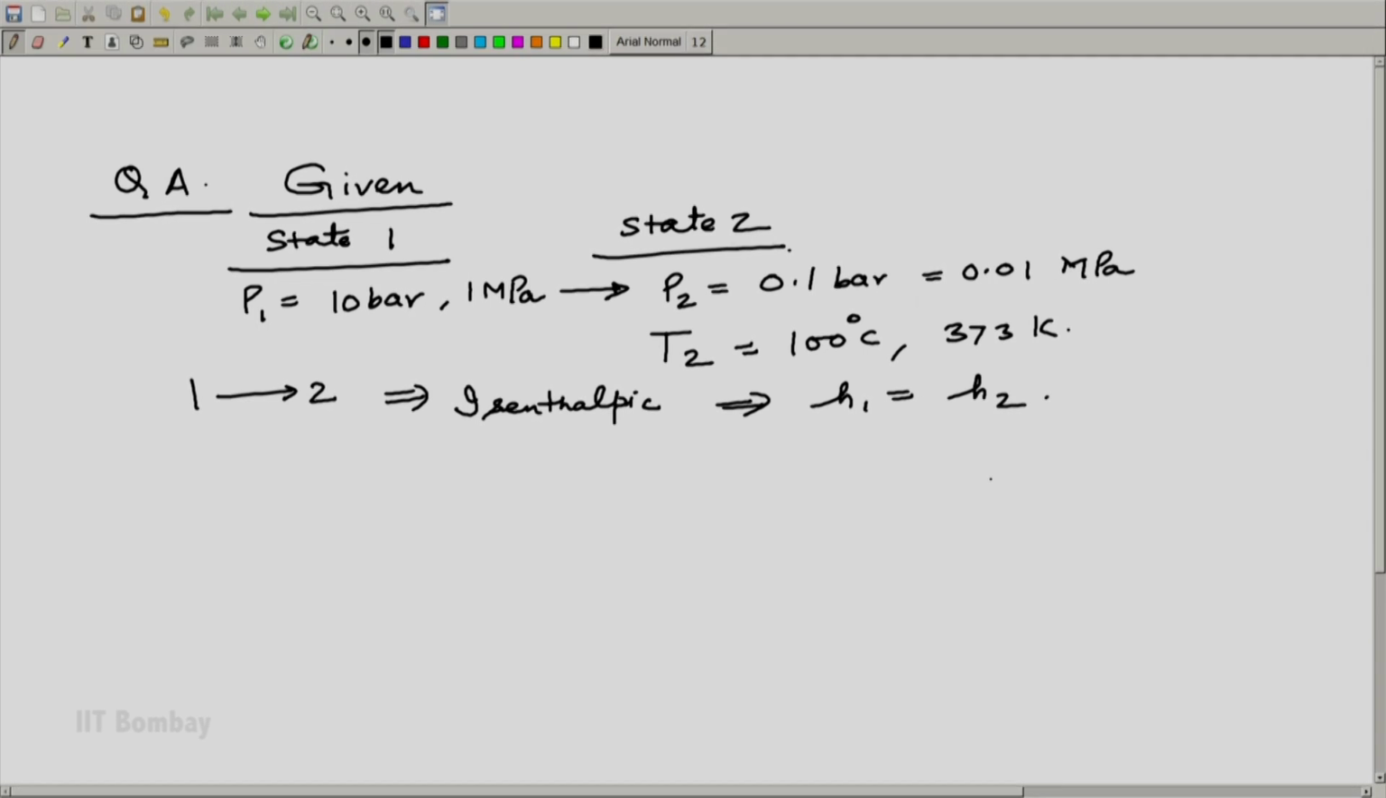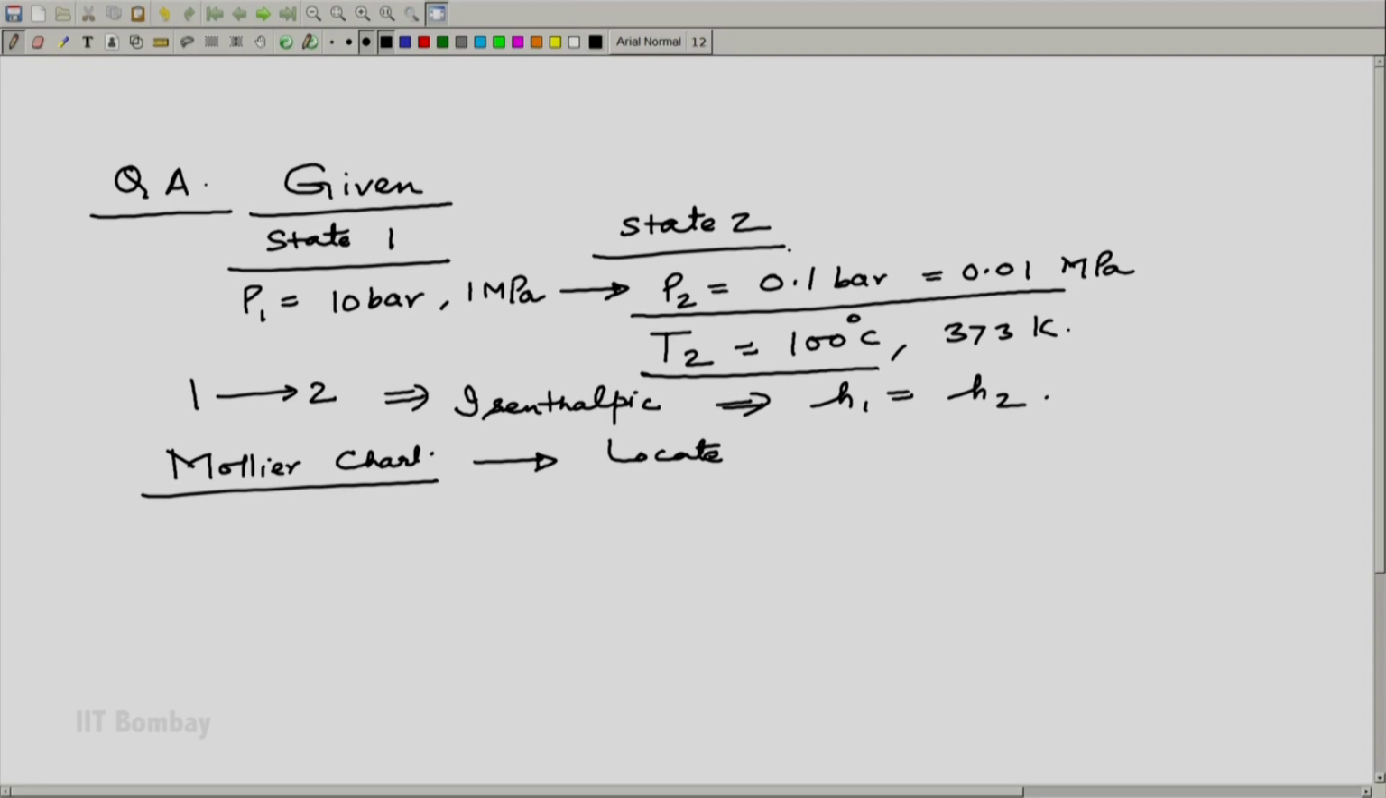Alright. So, what we can do is, using the HS diagram or Mollier chart, we can easily locate the state 2 because we know two properties, P2 and T2. So, locate point 2 on this Mollier chart, and being an isenthalpic process from 1 to 2, from 2 we can get state 1. Alright, so let us go now to the Mollier chart and understand what it shows.